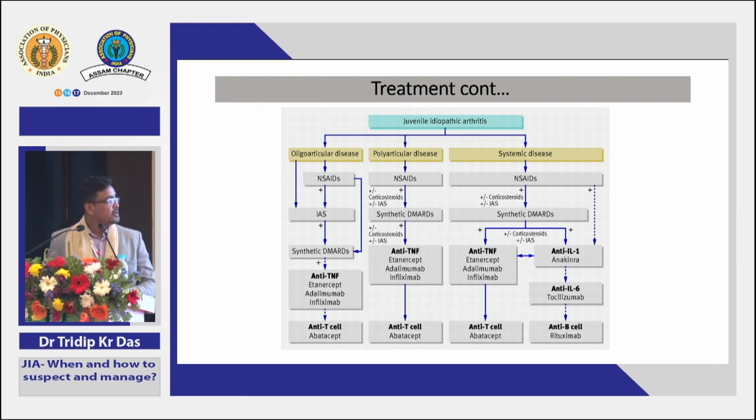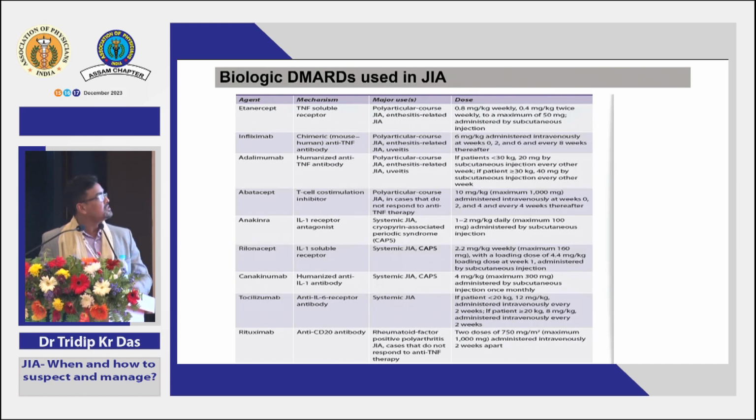So these we can also use if TNF alpha blockers are not helpful. Then you can go for anti-T cell or anti-B cell agents. Anti-T cell like abatacept as well as anti-B cell like rituximab. So these are the different biological DMARDs you can use in JIA.